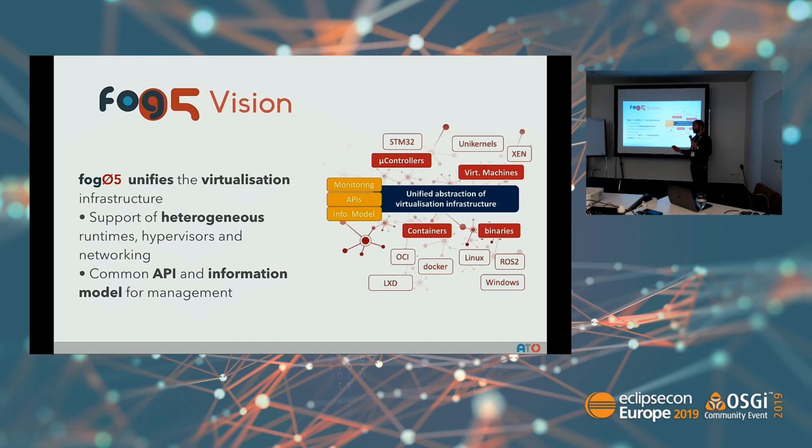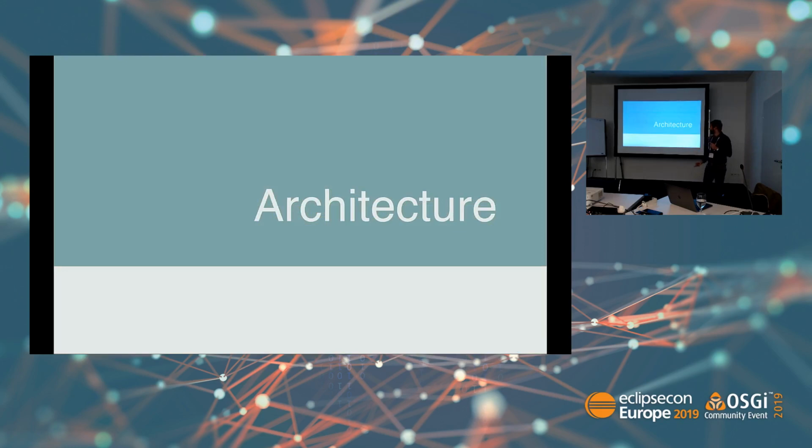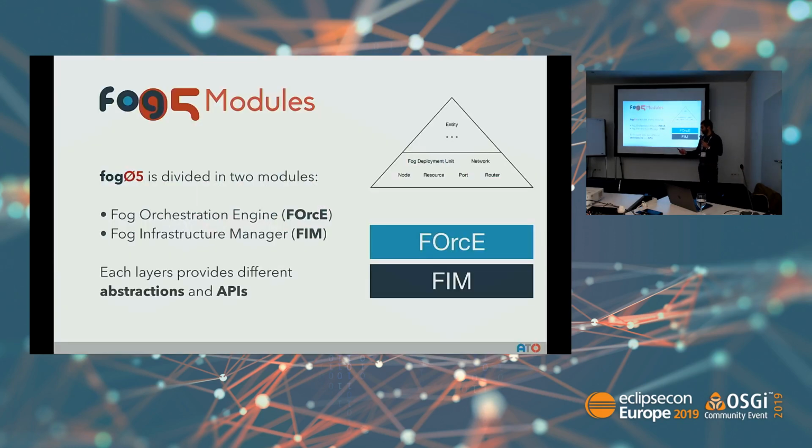And this also provides a decentralized way to manage these sorts of devices. So let's see the architecture. fog05, let's say, is divided in two modules. The lower module, which is the theme, is the fog infrastructure manager. So it's the one really providing this abstraction, and is the one that will deal with heterogeneity.